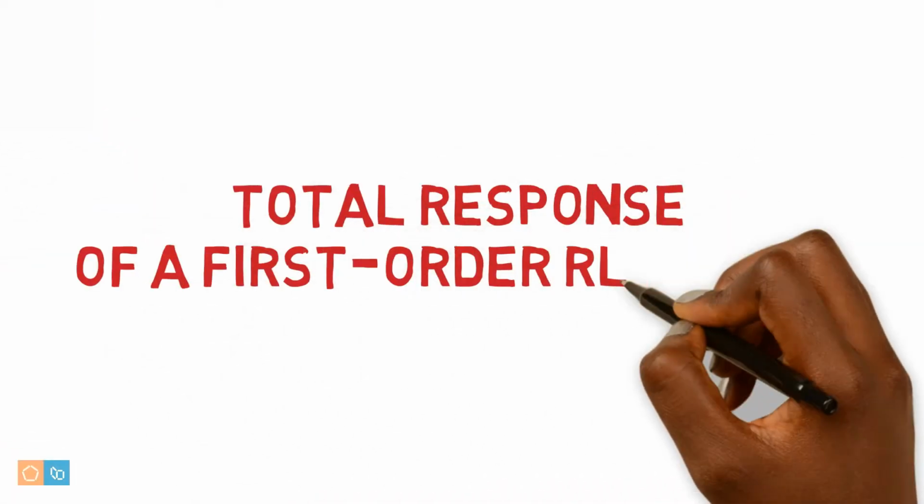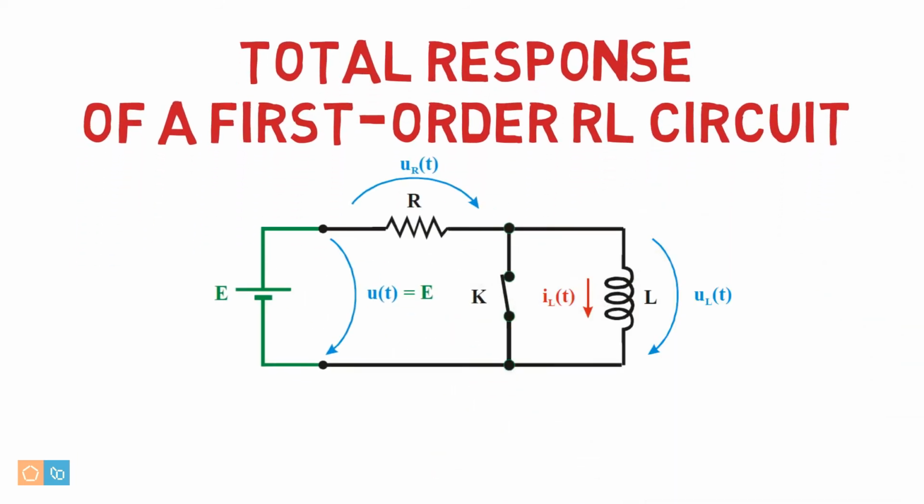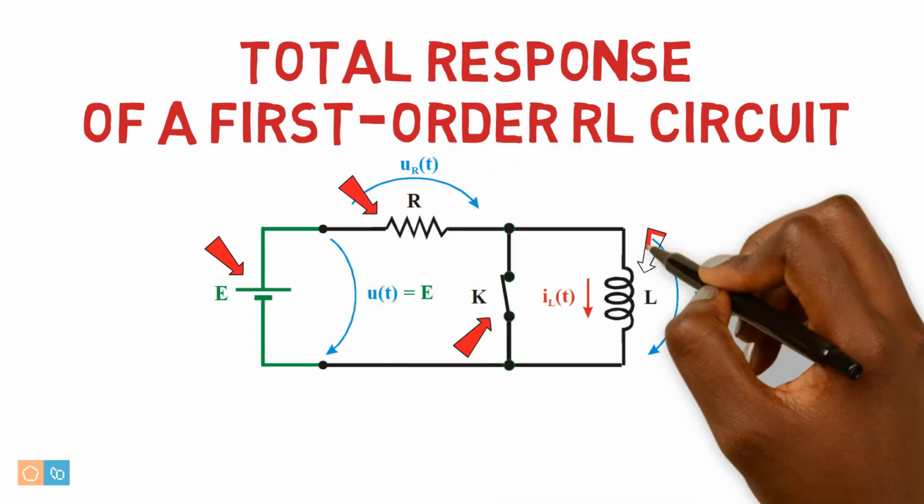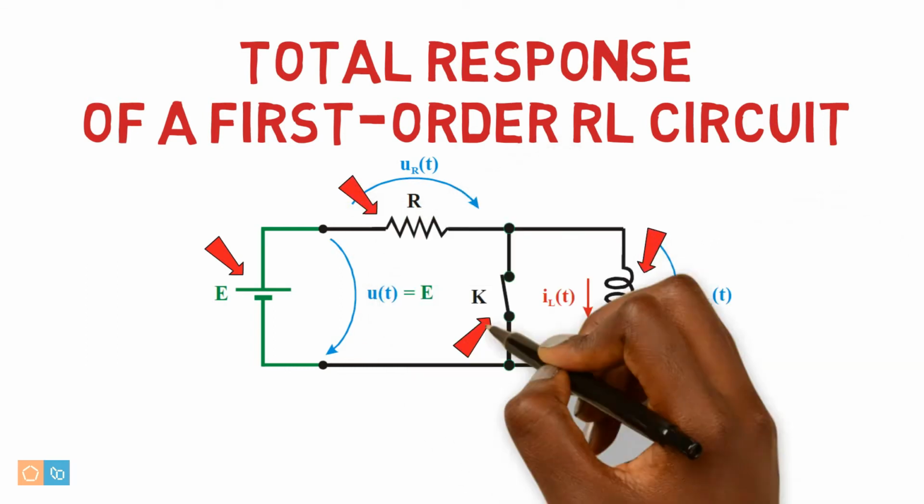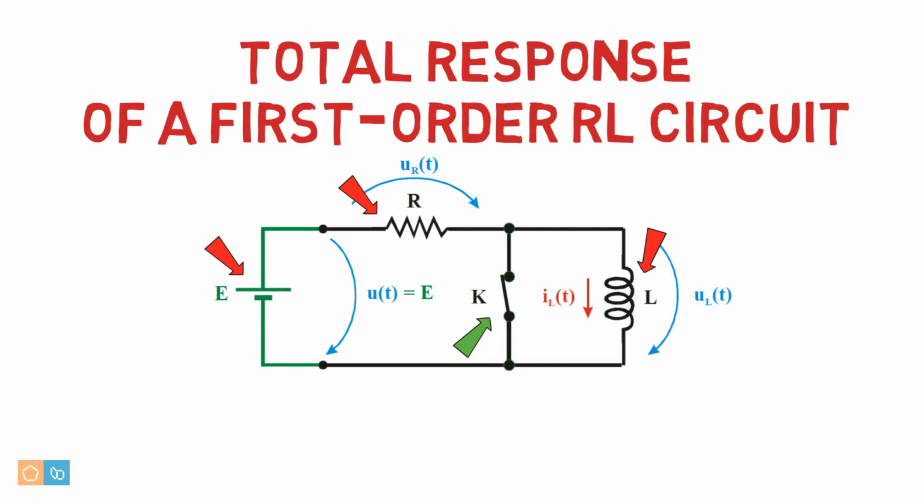The total response of a first-order RL circuit, where there is a voltage source and a switch in series with a resistor and an inductor. The switch K is initially closed, ensuring that the voltage in the inductor UL is 0 and its current IL remains constant. The inductor has a current I0 at time 0. At that instant, the switch K is opened and remains open from that moment on.